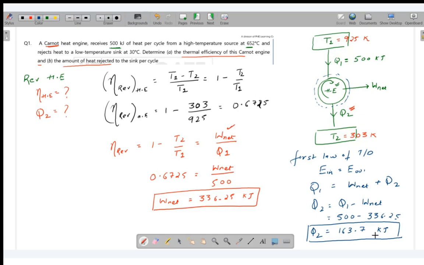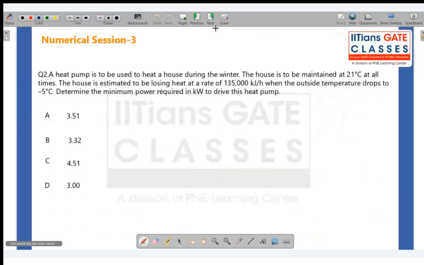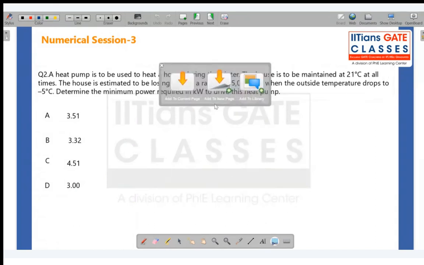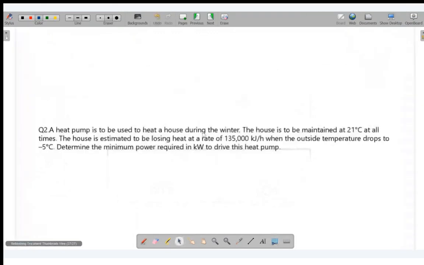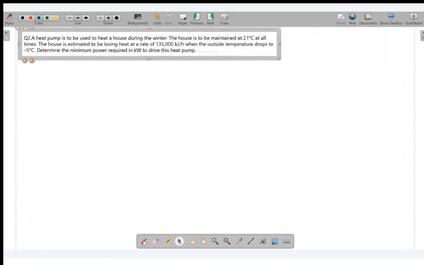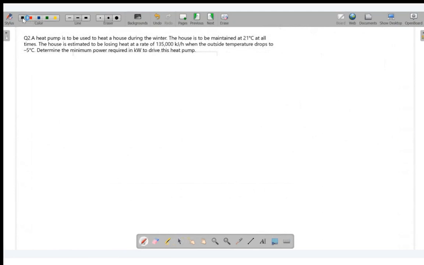Okay, so let's move ahead to the next question. Now what do we have? We have a heat pump, and it is used... First of all, let us draw a heat pump. This is the heat pump, and this is the anti-clockwise device. Okay, now what does it do?